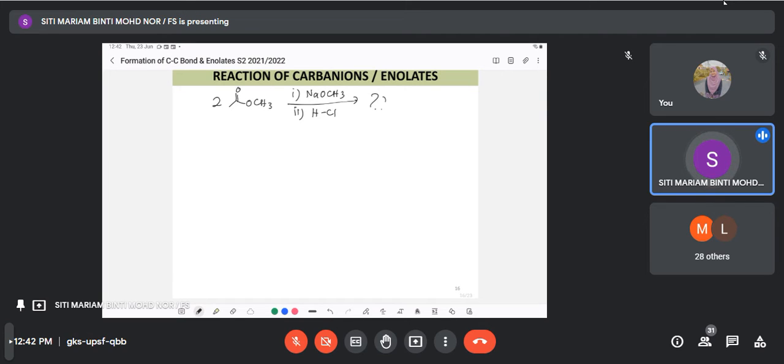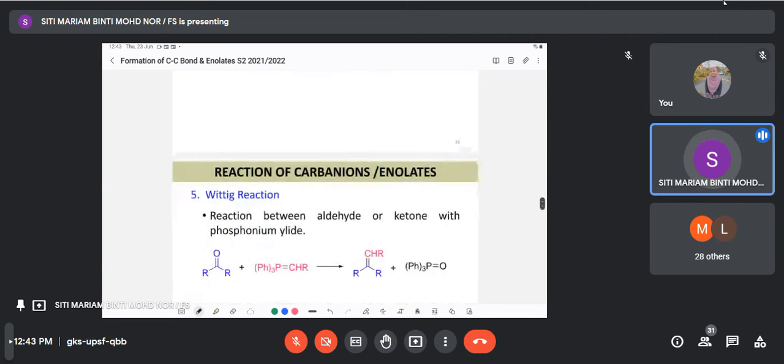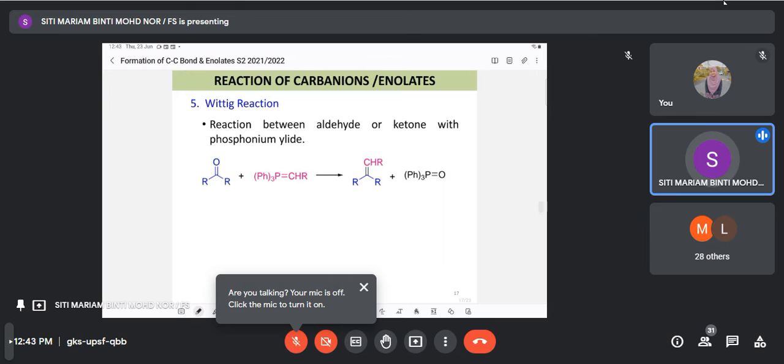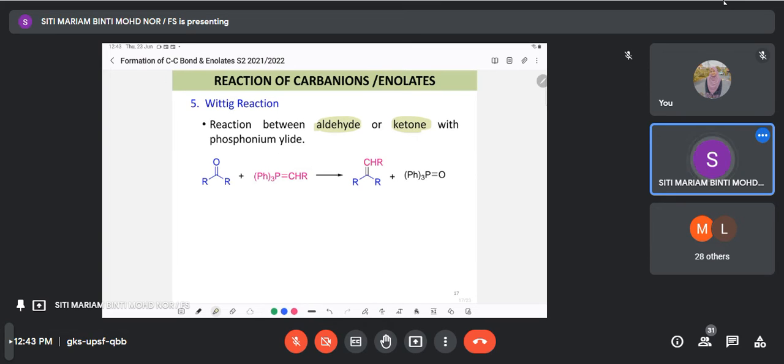The last reaction for your CHN32O2 this semester we call the Wittig reaction. The Wittig reaction is a reaction between an aldehyde or ketone with a phosphonium ylide.